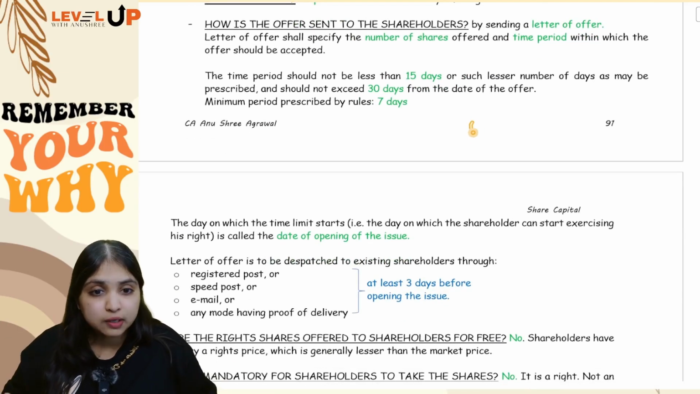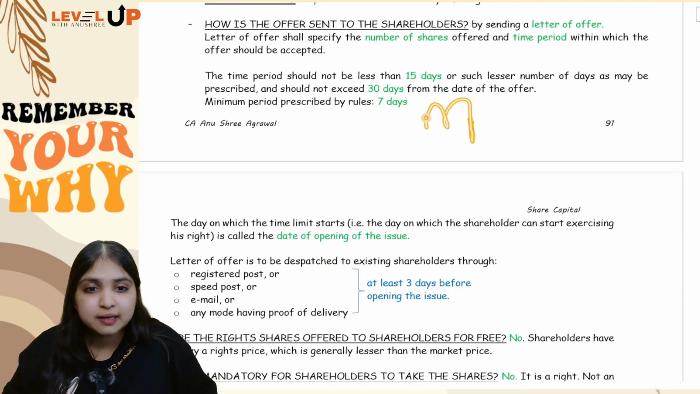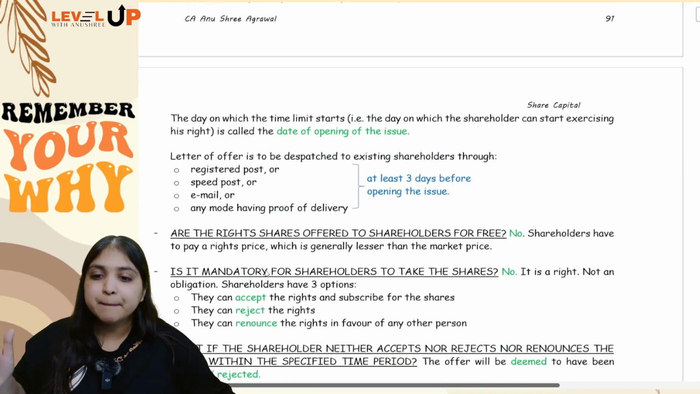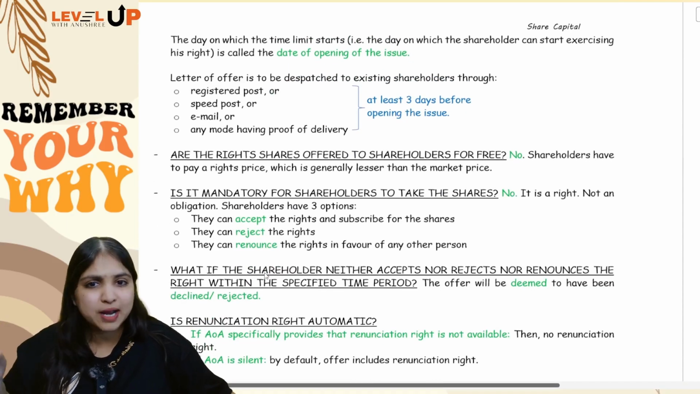Then we learned the date of opening the issue. Before that, leave 3 days. Before 3 days itself, the company should send the letter of offer to all the members by registered post, speed post, email or any other mode having proof of delivery.